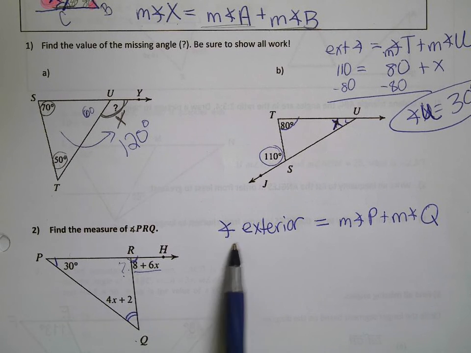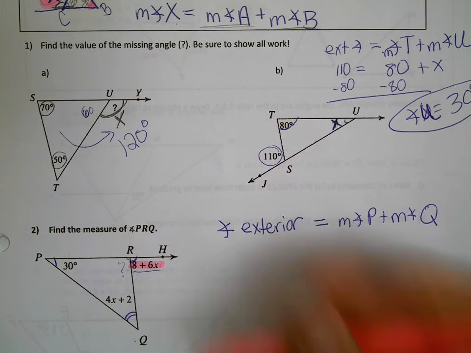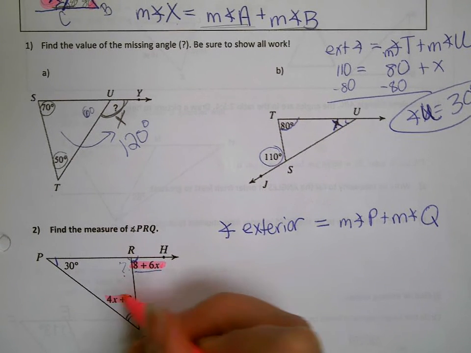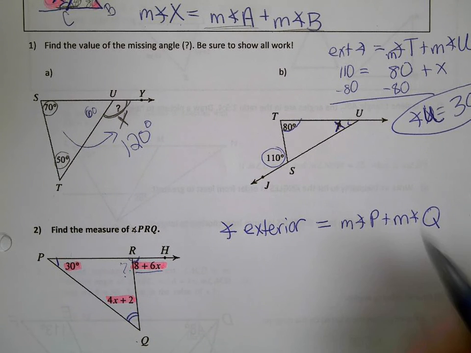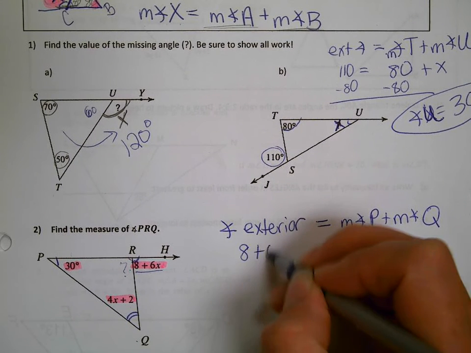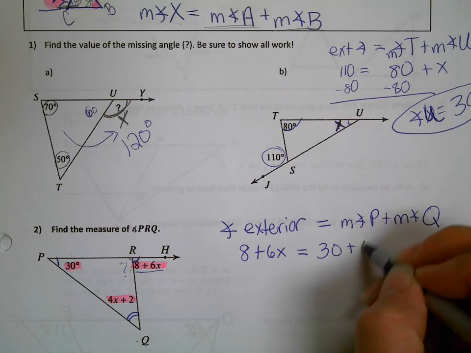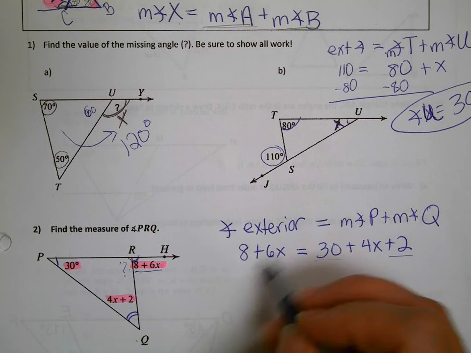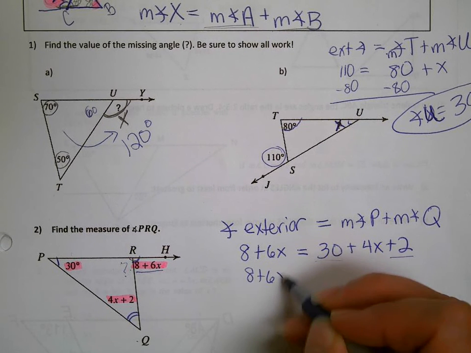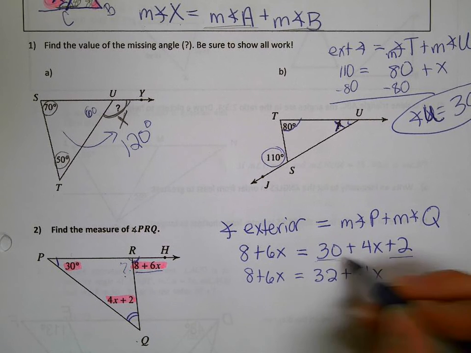So what we're going to do is set this exterior angle, this outside angle, 8 plus 6x, equal to these angles P and Q added together. So the exterior angle is 8 plus 6x equals 30 plus 4x plus 2. So combining like terms, we have 8 plus 6x is going to stay here, equals 32 plus 4x, same side sum.